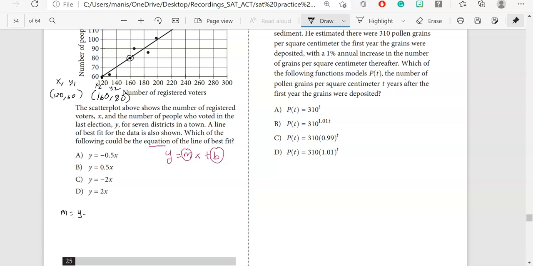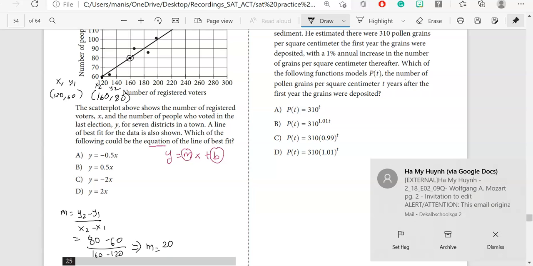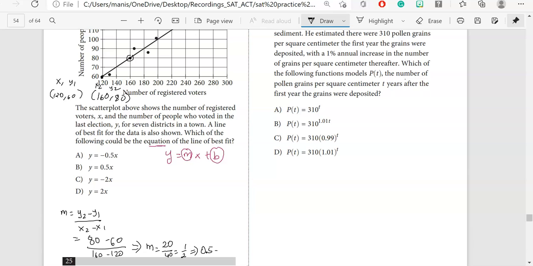m is what? y2 minus y1 over x2 minus x1. So y2 is 80 minus 60, divided by 160 minus 120. When I solve this, my value of m will be what? It will be 20 over 40, or in other words, 1 over 2, or in other words, 0.5. So my m is 0.5.